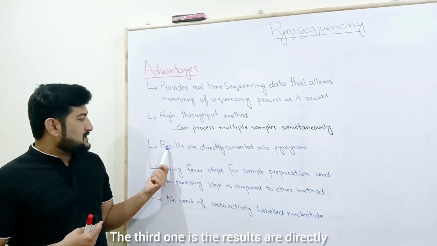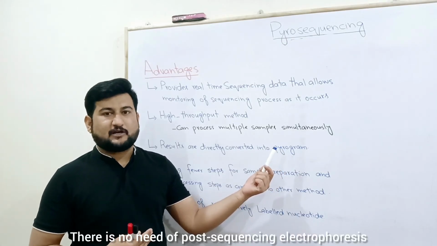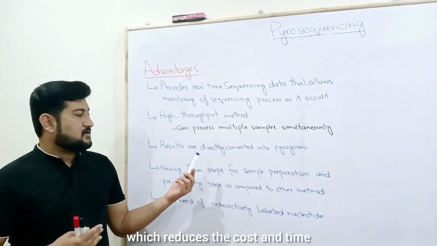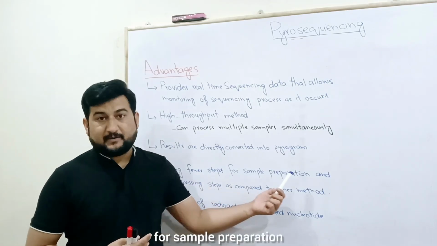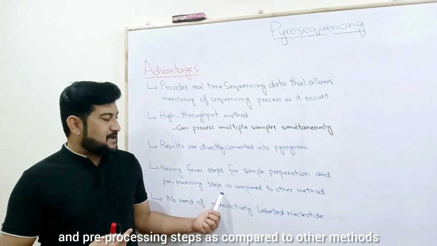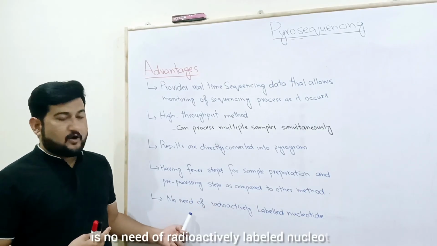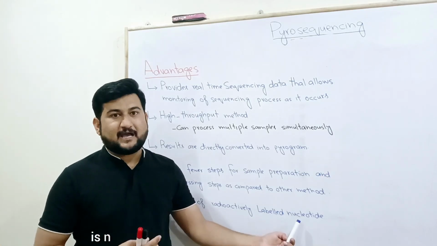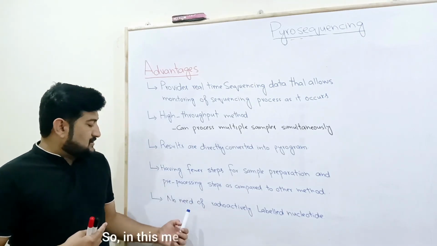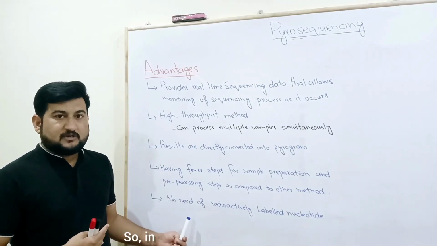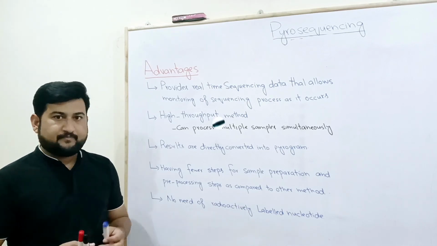The third one is that the results are directly converted into a pyrogram. There is no need of post-sequencing electrophoresis, which reduces the cost and time. The fourth is that this method has fewer steps for sample preparation and pre-processing as compared to other methods. The last advantage is that there is no need of radioactively labeled nucleotides as we use in the Sanger method or chemical sequencing method. So in this method we use natural dNTPs, which reduces the cost and simplifies the process.